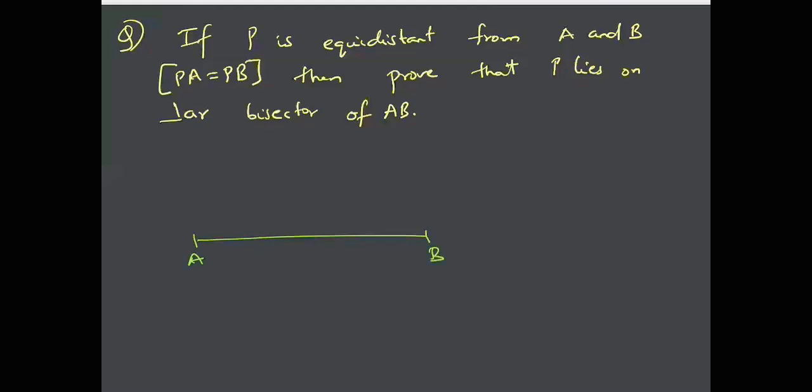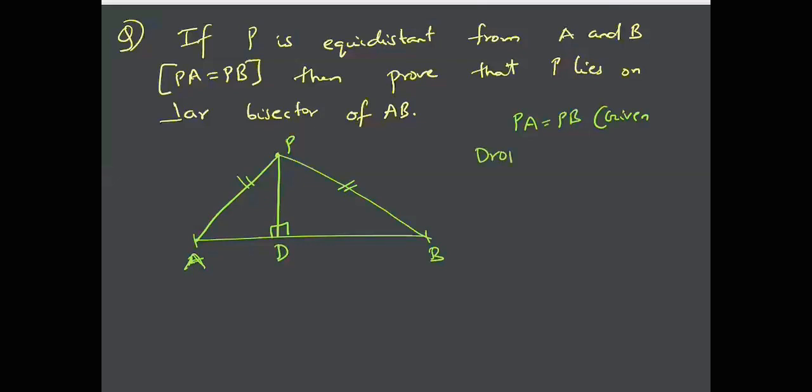Say these are two points A and B, and we have joined AB. So this is the line segment AB. Say P is a point here, and it is given that PA equals PB. So these two are given equal. We need to prove that P lies on the perpendicular bisector. So let us drop a perpendicular from P onto the line segment AB and call this point D.